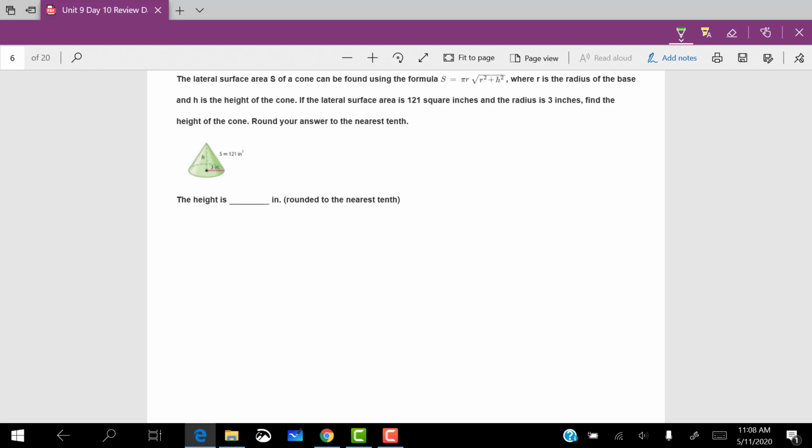So for this one, you've got to pay attention to what is given to you here. We've got a lateral surface area. And so the lateral surface area is just this outside part of the cone, not the circle on the bottom, just in case you were wondering what that meant. So we've got the lateral surface area is 121 and the radius is 3. So I need to plug those in the right places. The S is the lateral surface area. Whenever I see an R, I'm going to put a 3.